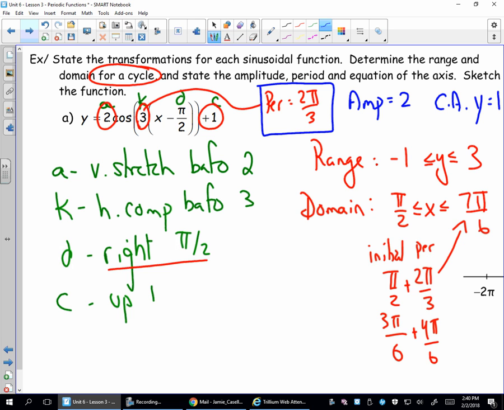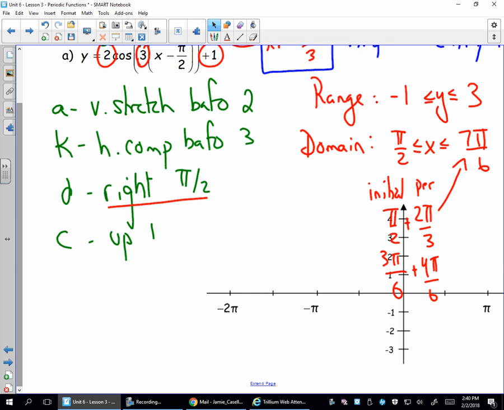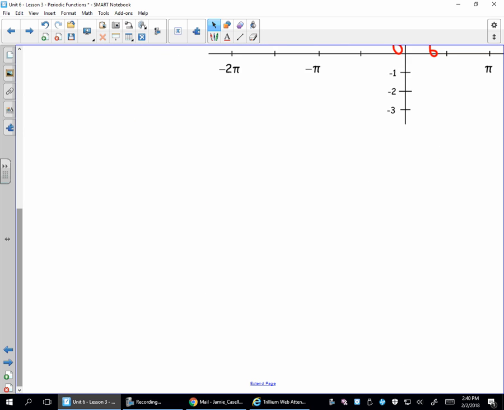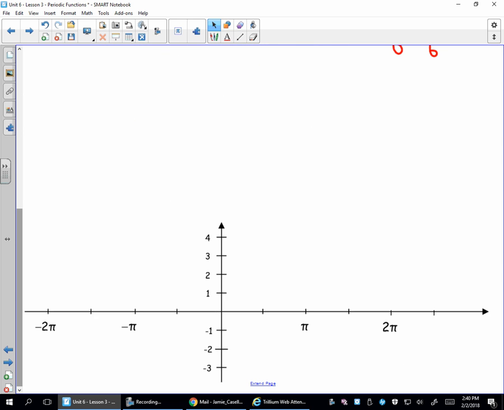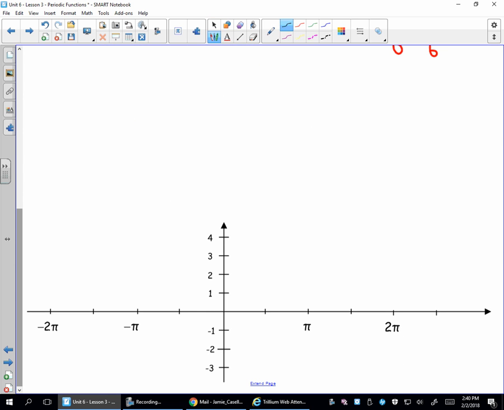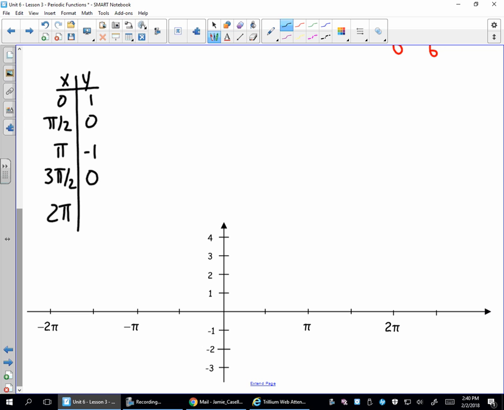And the last thing we want to do is to sketch this function. So to sketch something, we're going to use a parent function in a table. And I'm going to put it on our graph. So the standard table for a cos curve: 0, pi over 2, pi, 3 pi over 2, and 2 pi. And cos starts at 1, goes down to the bottom, and then back up again. And then we do our transformations.